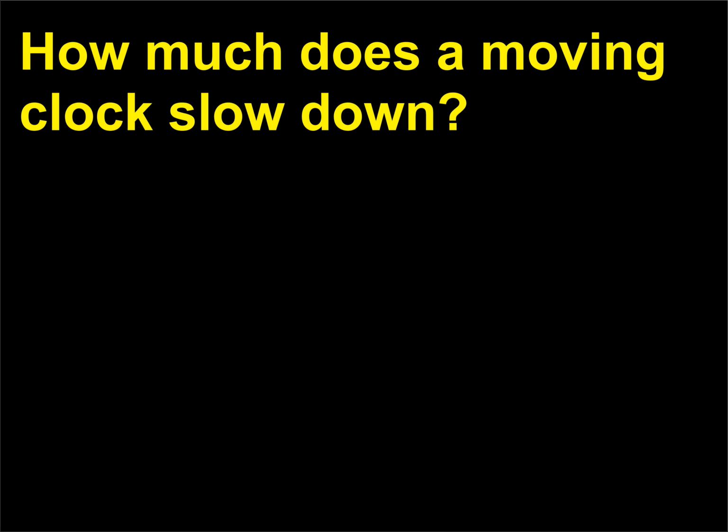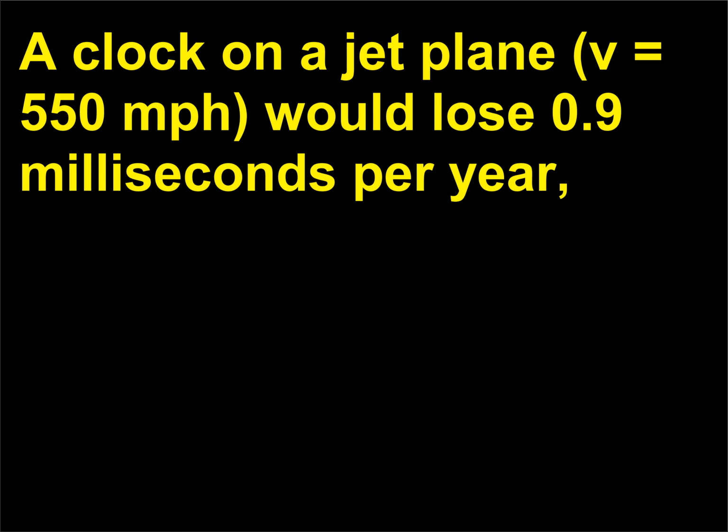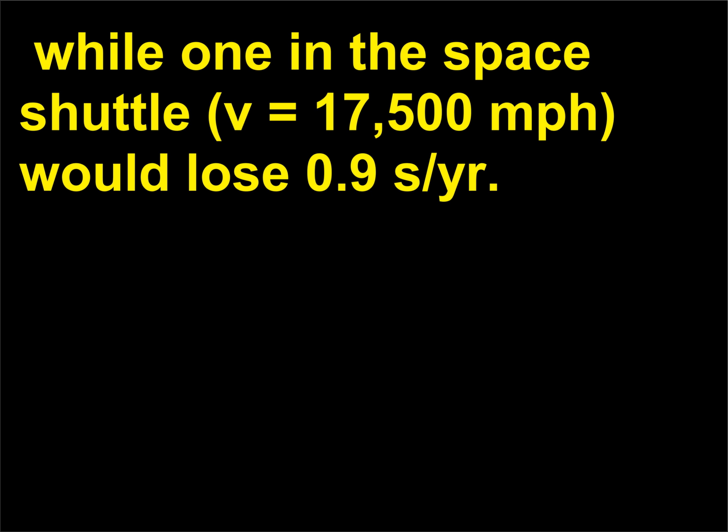How much does a moving clock slow down? A clock on a jet plane, v equals 550 miles per hour, would lose 0.9 milliseconds per year, while one in the Space Shuttle, v equals 17,500 miles per hour, would lose 0.9 s/year.